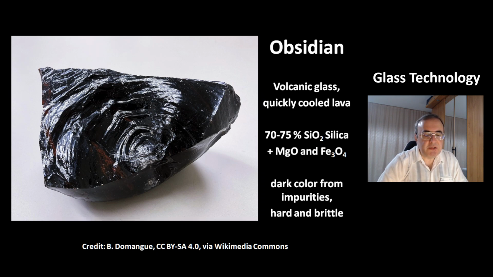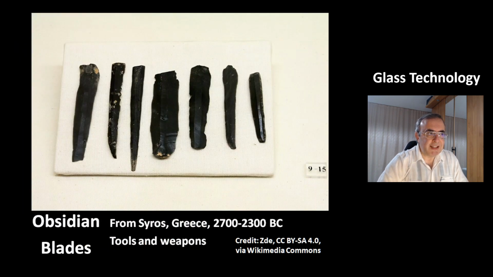It contains 70 to 75% silica and magnesium oxide and iron oxide. Dark color comes from impurities. It is hard and brittle. These are obsidian blades from Syros in Greece from 1700 to 2300 before Christ. Obsidian was a very important material back then. It was used for tools and weapons.